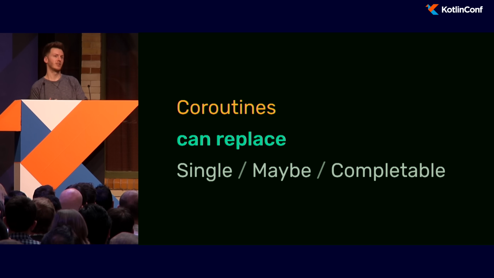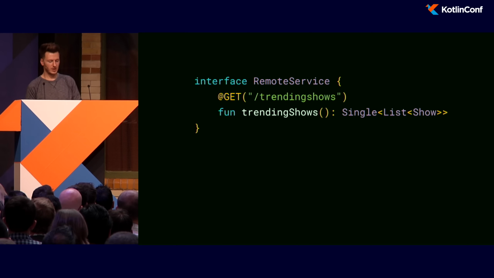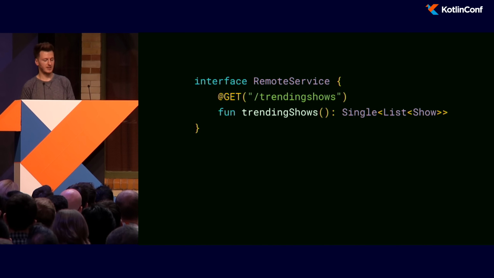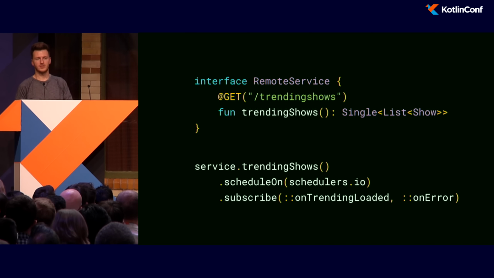But actually, you get all the benefits of coroutines, like the imperative style. So if we go for an example, here's a Retrofit example, which everyone likes to use. We're going to have an endpoint called trending shows, and that returns a Single of a list. And the way you'd consume that in RxJava is that you'd do subscribeOn to switch onto some kind of scheduler, and then you'd subscribe. This is standard Rx.